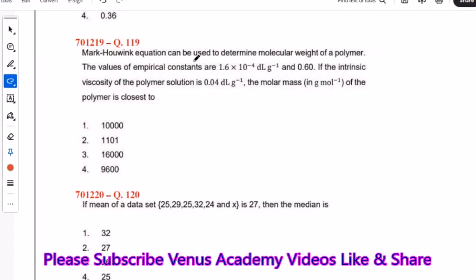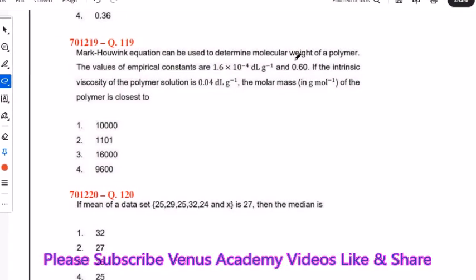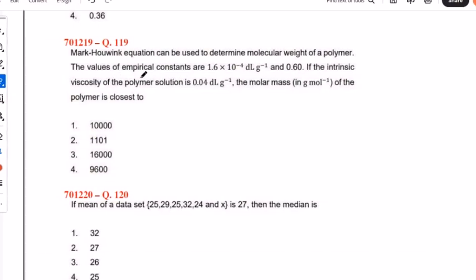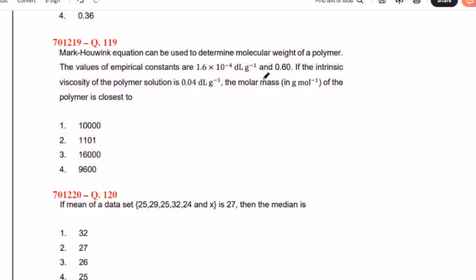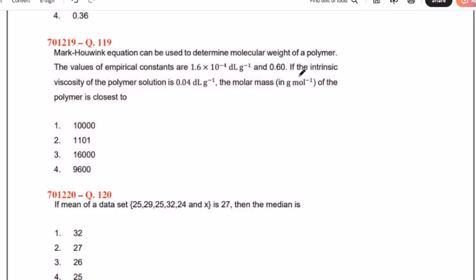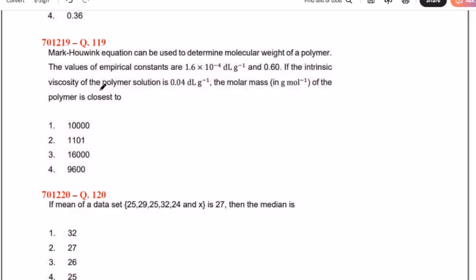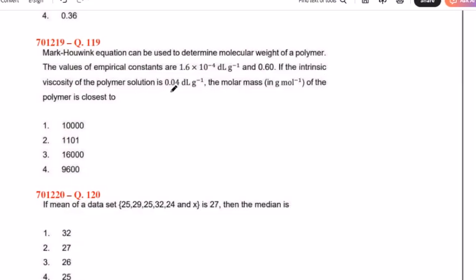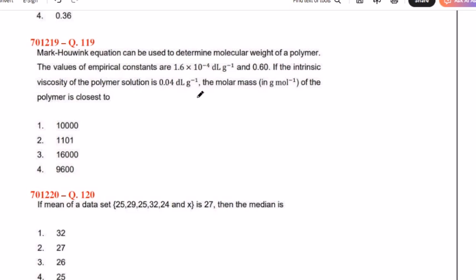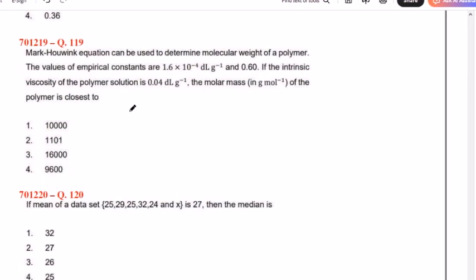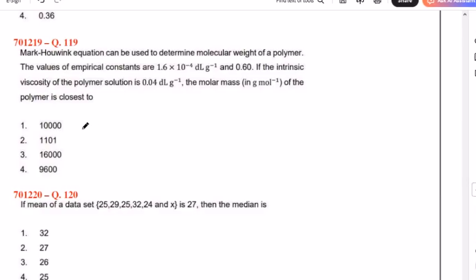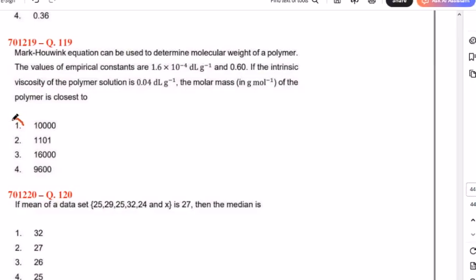Next, question number 119. Mark-Houwink equation can be used to determine molecular weight of a polymer. The value of empirical constants are 1.6 into 10 to the power minus 4 dl per gram and 0.60. If the intrinsic viscosity of the polymer solution is 0.04 dl per gram, the molar mass in gram per mole of the polymer is closest to. Option number 1, 10,000 is correct option, friends.